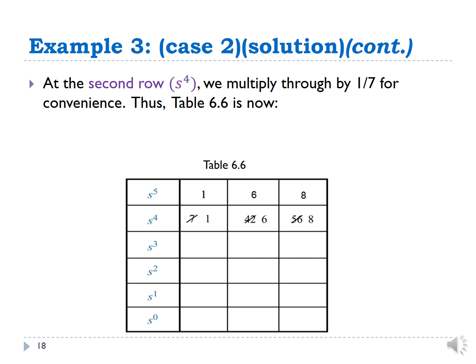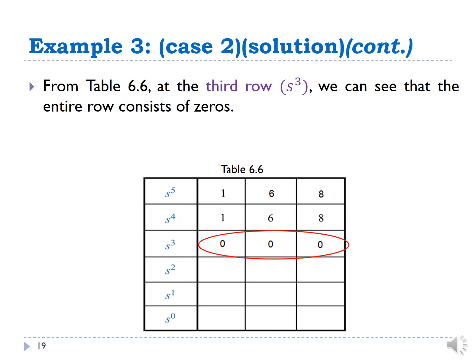All the values in the second row are multiplied by 1/7 for convenience. However, if you still want to retain the original values 7, 42 and 56, there is no problem. You can still continue with those values. We stop at the third row since the entire row consists of zeros.